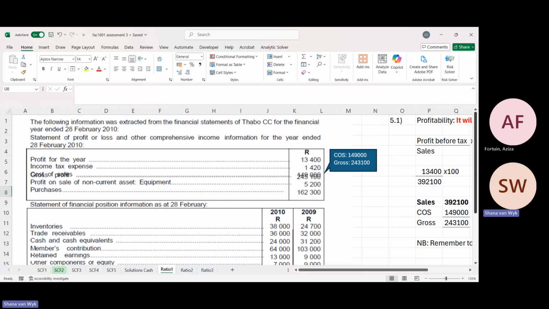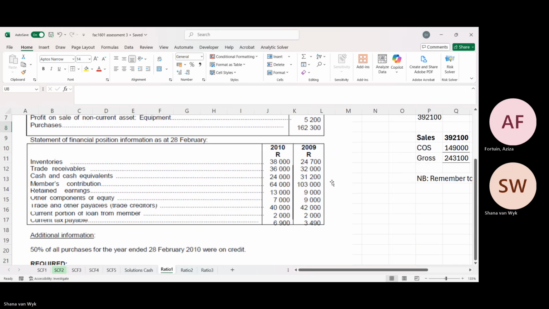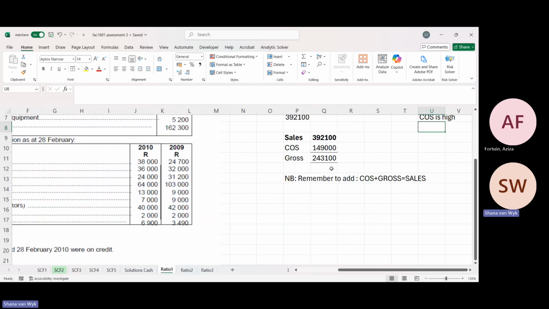Let me just check. 50% was on credit. No, I guess that's not it. We can work it out. This is the gross profit. So just say it's high. You can just say cost of sales is high.